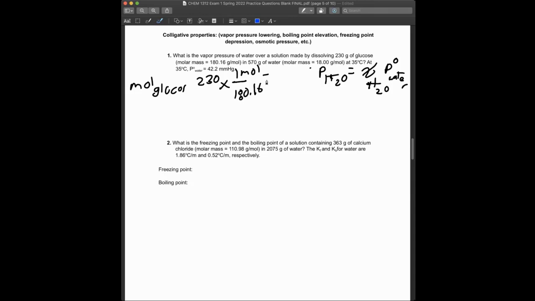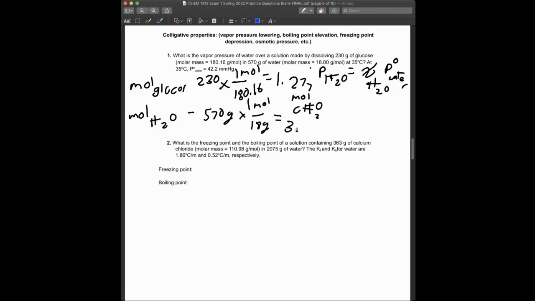And then that's going to be, let's go ahead and find the moles of water. It's going to be 31.67 moles of H2O. Just for time's sake, I'm rounding these numbers, but when you're doing this on the exam, you should probably just keep them as is on your calculator. Okay, everyone with me so far? Any questions? If there are no questions, I'll keep going.